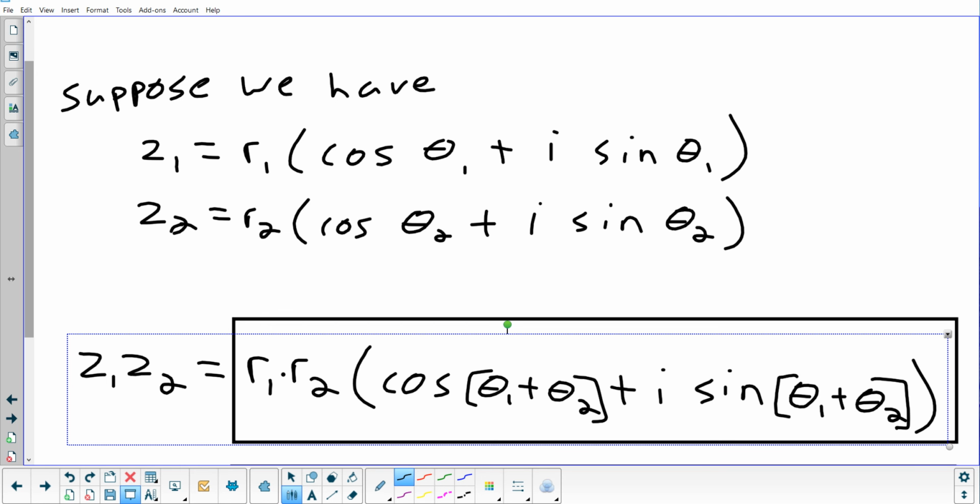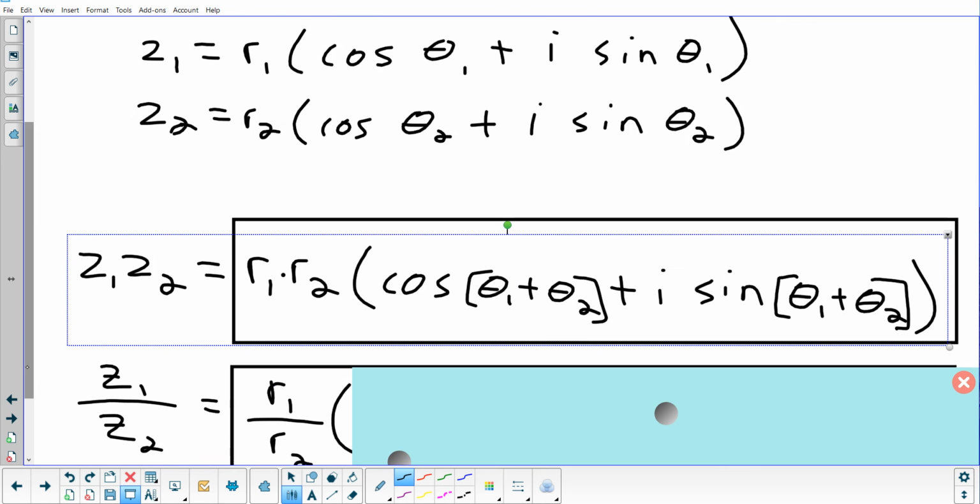So multiplying r1 and r2 together and adding theta 1 and theta 2 together takes the place of all that stuff that we had to do before. Right? It's much easier. So that's the formula for multiplying.